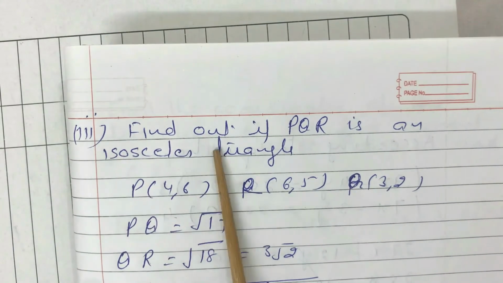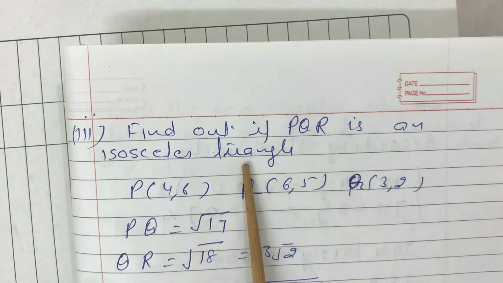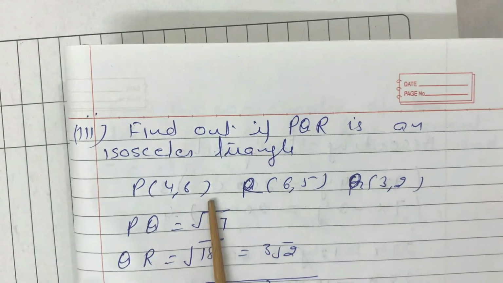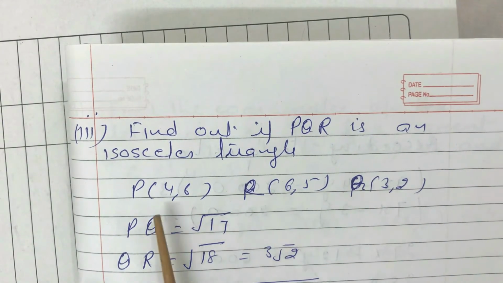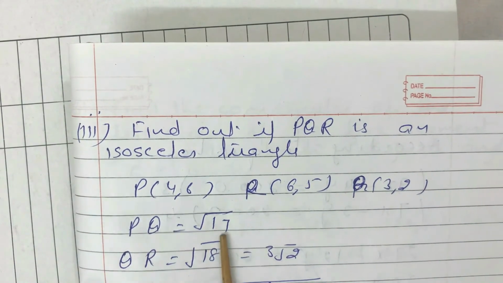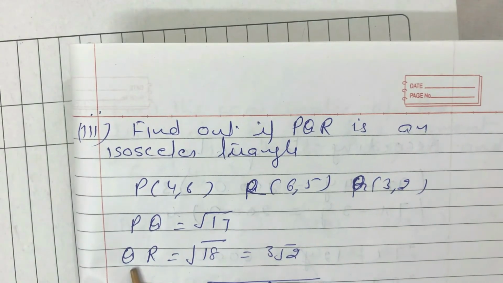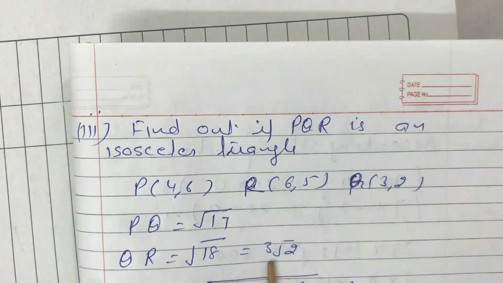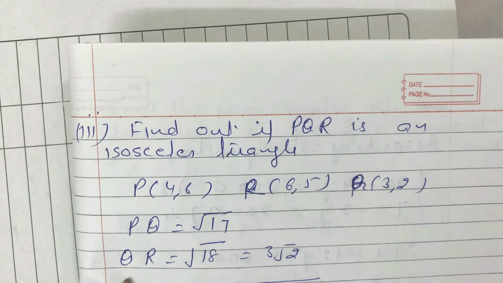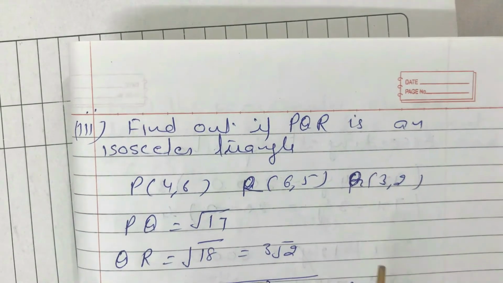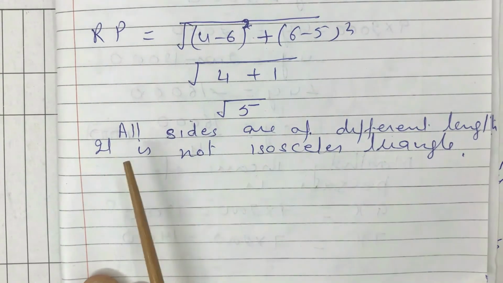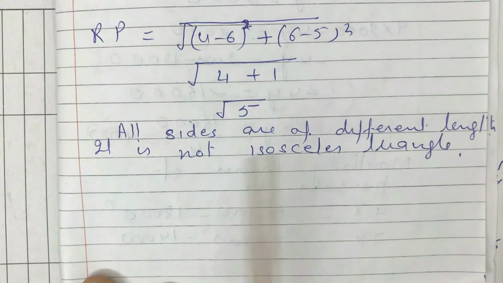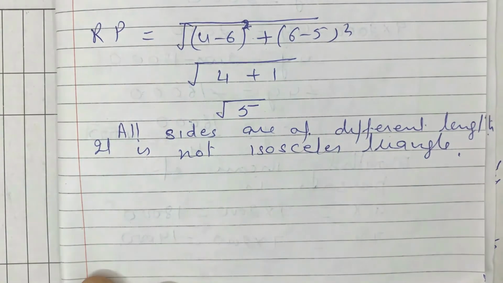Now the third part is to find out if PQR is an isosceles triangle. Coordinates of P (4, 6), R (6, 5) and Q (3, 2). So I am to find the distances PR, RQ and PQ. The distance PQ is root 17. The distance QR is 3 root 2. And the distance between RP is root 5. So all sides are of different lengths, so it is not an isosceles triangle.